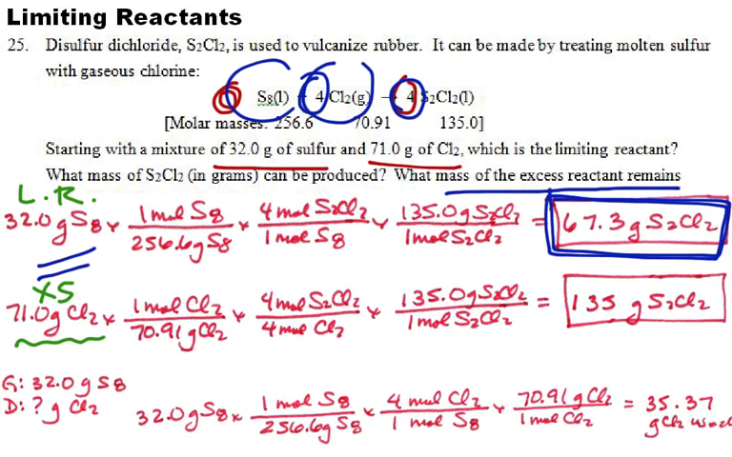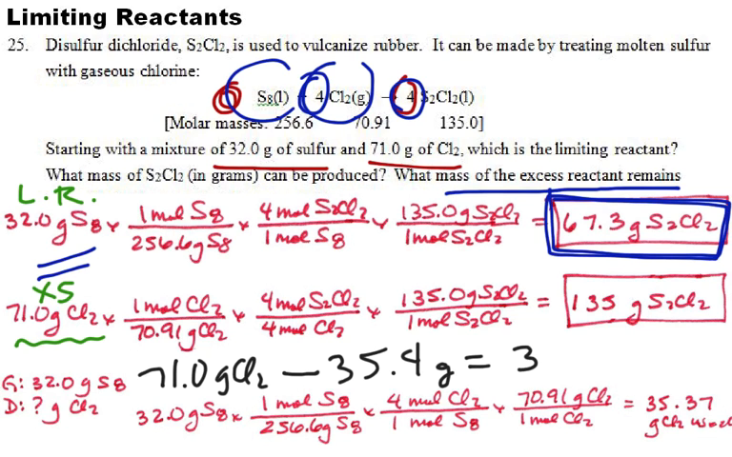chlorine is left over. So that's kind of easy. We just say, well, we started off with 71.0 grams of chlorine, and we find out that we have used up 35.37. We'll round that up to 35.4 grams of chlorine. So what we have left over is 35.6 grams of chlorine.